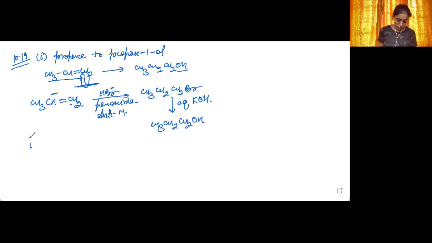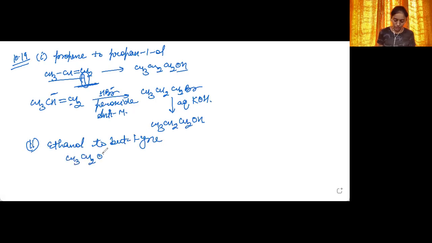Okay, so the second part of this question is ethanol to but-1-yne. I think we have already done this in the previous question also. Still, I will do it again. It will be just like a revision to you. Ethanol to but-1-yne. So CH3, CH2, OH. We need to convert it into CH3, CH2, C triple bond CH. So I have already told you that when we need to introduce a carbon-carbon triple bond at the terminals, then we need to use acetylene.